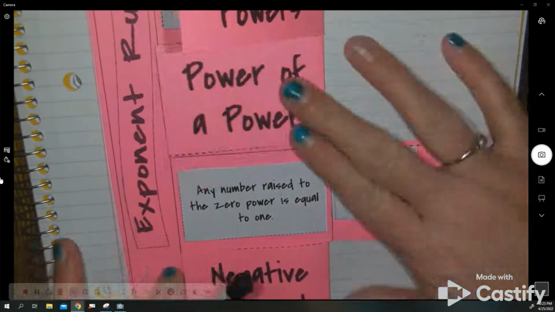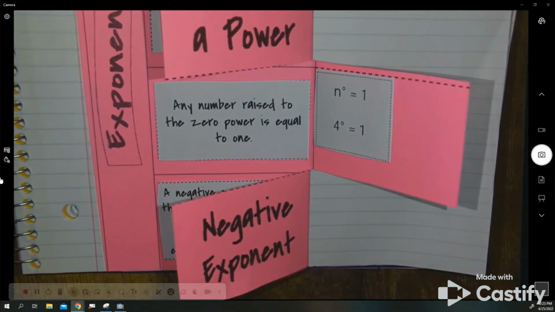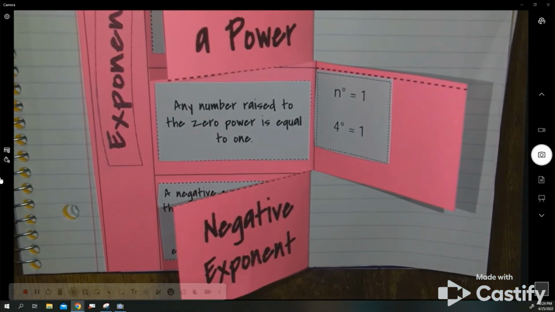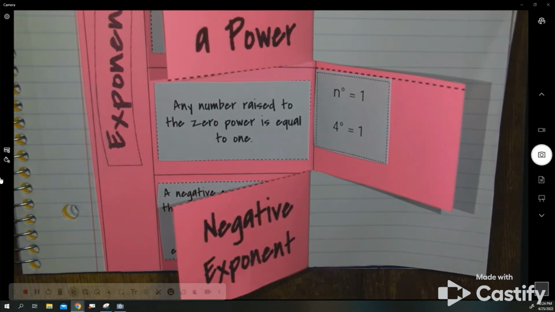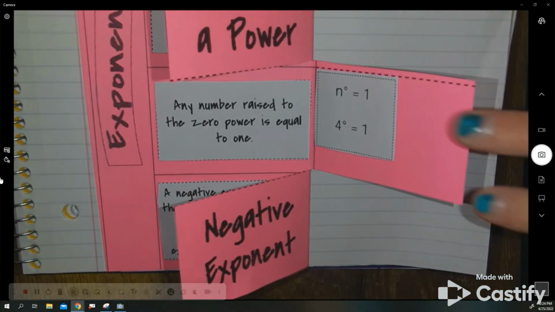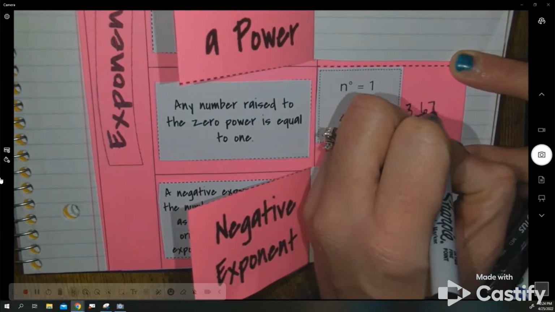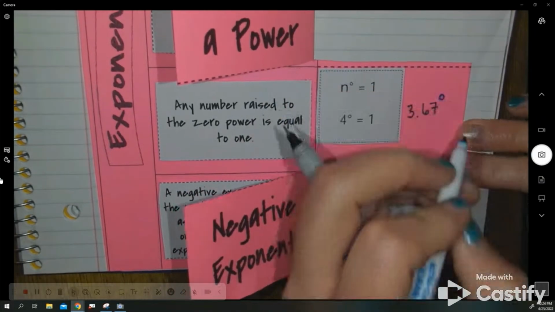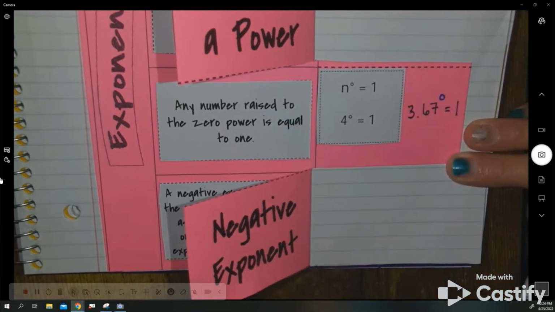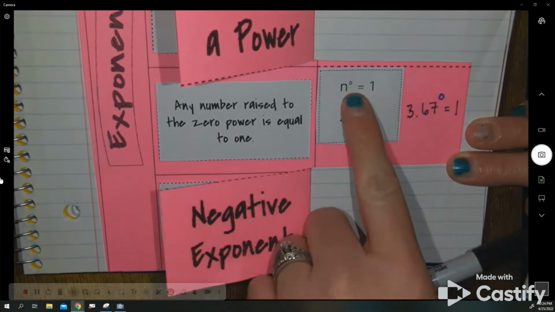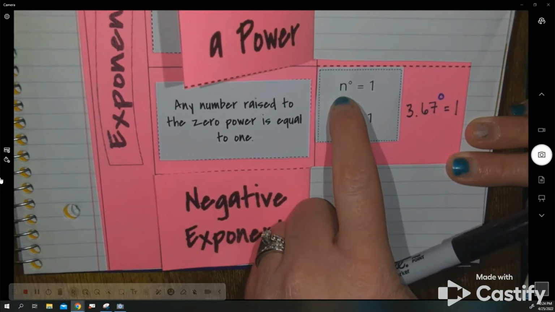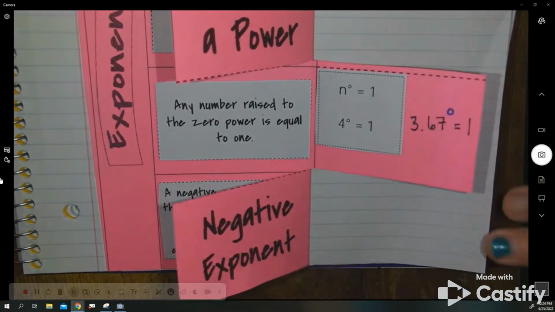Now for the 0 exponent, any number raised to the power of 0 is equal to 1. It doesn't matter what the base is. If it's raised to the power of 0, then the answer is 1. So for example, let's use a different number. Let's do 3.67 to the power of 0. It's still equal to 1. So it doesn't matter what the base is. If it's raised to the power of 0, it's equal to 1. This is the stuff that tricks people up often though, because of the variable. If a variable is raised to the power of 0, it is still 1.